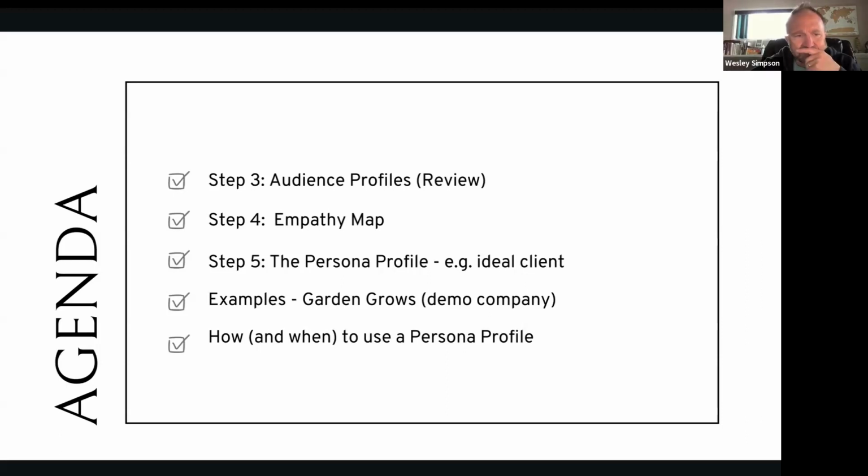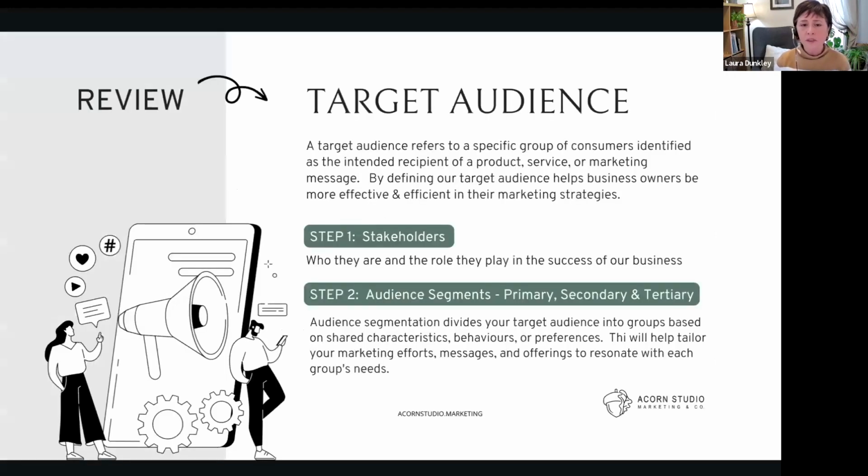We are going to use an ideal client as well. And then Garden Grows is the example we'll show you, and then some tips on how you can use your persona profile. So that first section, step 1, right? We want to know who all our stakeholders are. That is the big thing, just who are those people that are part of our success in our organization.